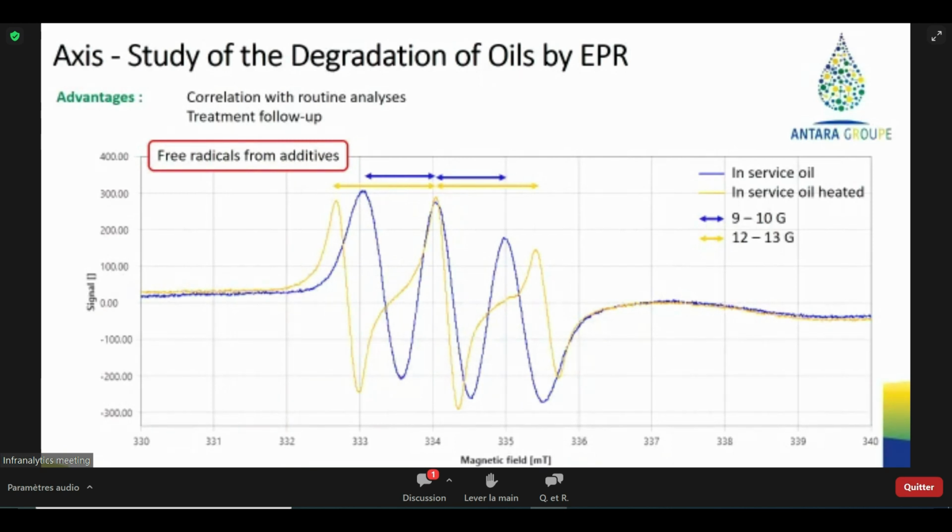And you can go on, because you can keep taking samples and doing EPR analysis to see how long the treatment is working, and if at one stage you need to adjust your treatment.